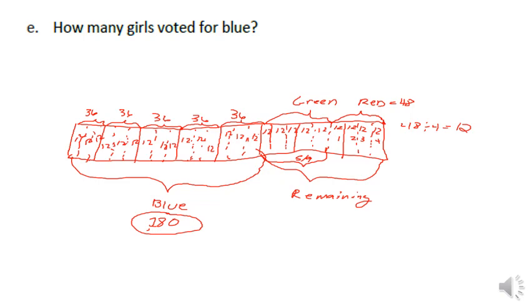Well, we know that if we look at how many blue, there was 3, 6, 9, 12, 15. So there were 7/10 of the girls voted for blue. And we know 7/10 of 180. So let's try, that means 7 times 180 over 10. And I know 10 would go into 10 one time, 10 would go into 180 eight times.